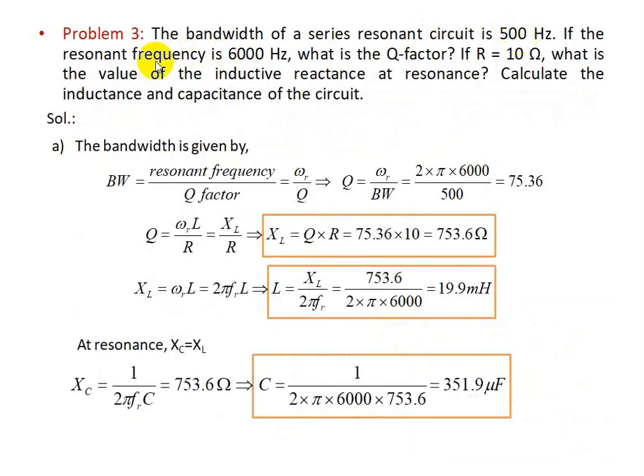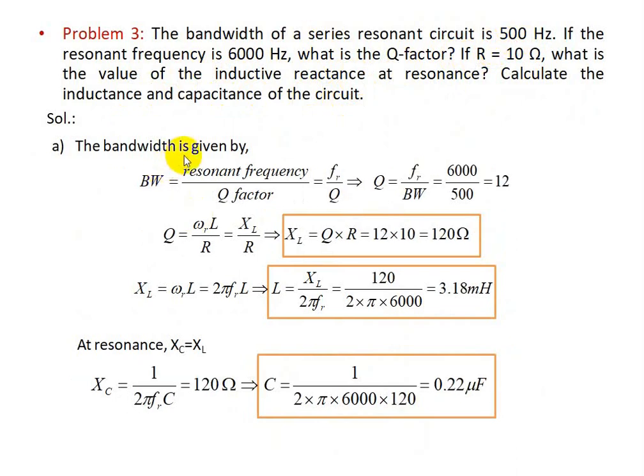Next problem: the bandwidth is 500 Hertz. If the resonant frequency is 6000 Hertz, what is the Q factor? If resistance R equals 10 ohms, what is the value of inductive reactance at resonance? Calculate the inductance and capacitance of the circuit. The values given are: bandwidth is 500 Hertz. Bandwidth of the circuit is given by resonant frequency divided by Q factor, that is Fr by Q.